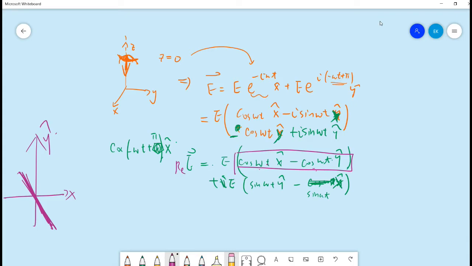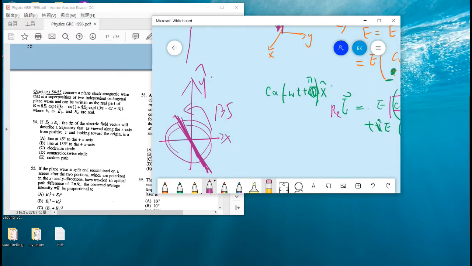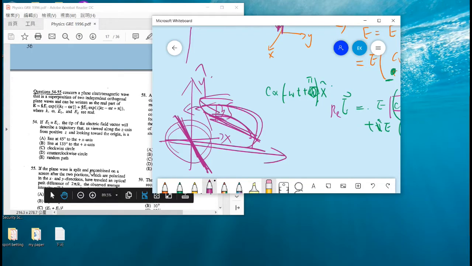If I see from here, this is what I see, right? So the angle is 135. The answer is 135 to the positive x-axis. This is the positive x-axis, and then this angle is 135.